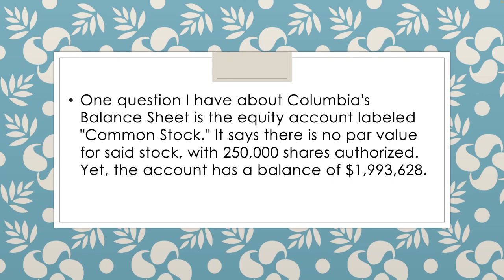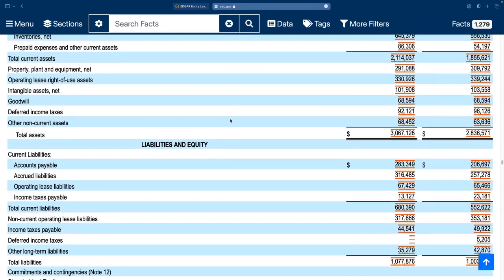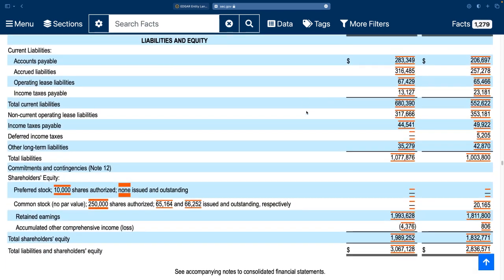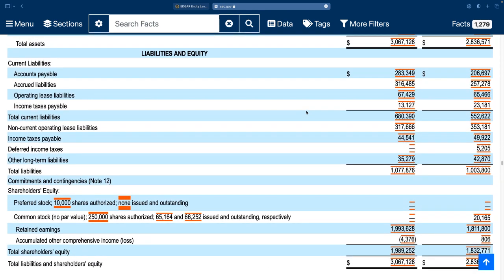This is another interesting question, right? I have a question about Columbia's balance sheet. The equity account is labeled common stock. It says there's no par value, but the account has a balance of a little under 2 million, and we have 250,000 shares authorized. So let's take a look at that. I pulled up Columbia's balance sheet over here. You can see that I have Columbia Sportswear up here. So we've got a couple of issues going on here.